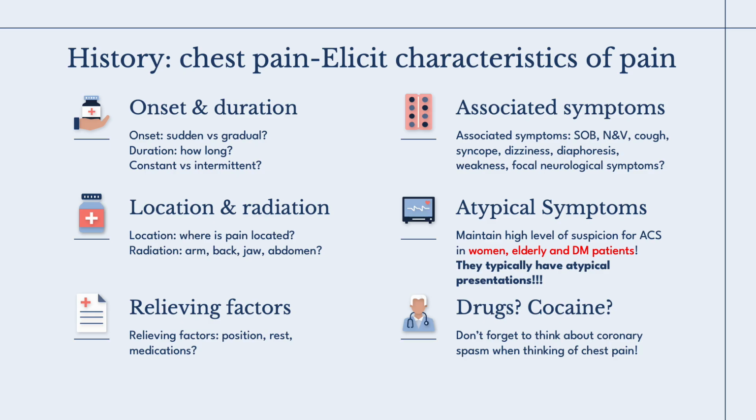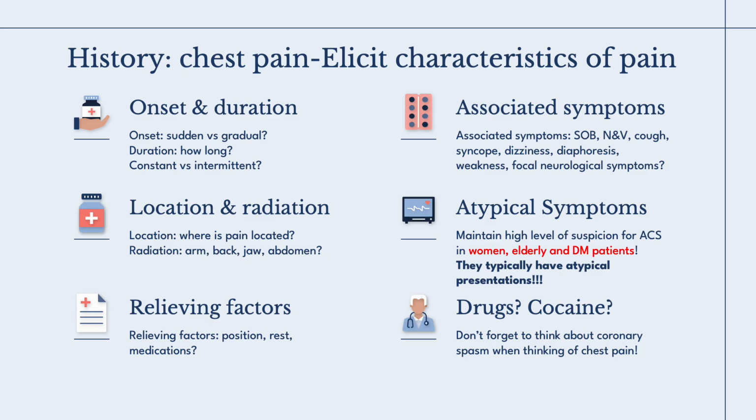Location and radiation, so where's the pain located? Does it radiate to the arm, back, jaw, abdomen? Gives us really good information. Are there any relieving factors such as position? So classic one is pericarditis. I lean forward to help relieve that pain. Rest. So that helps us determine whether we're dealing with a stable or unstable angina, and any medication. So, our nitroglycerin.